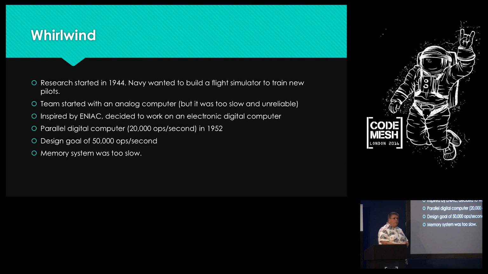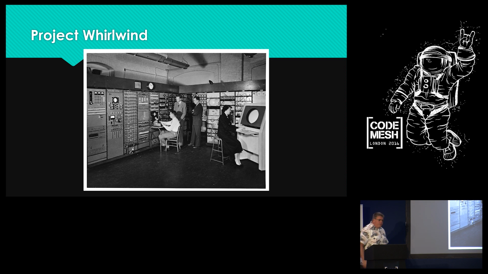So the specs of this were that they needed to be able to do tens of thousands of computations per second. And they were able to achieve 20,000 ops per second in 1952. They felt like that was the lower bound of acceptable. The actual specification was to do 50,000 operations per second. And they were able to achieve that later in like 1957. But the biggest issue and the biggest blocker that they had at the time was that the memory system was too slow.